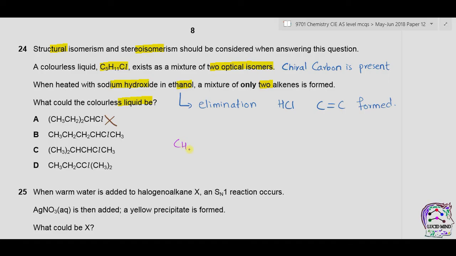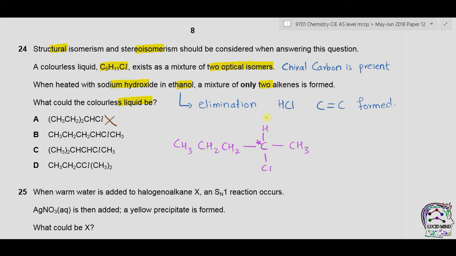Let's draw the structure of B. We have CH3, CH2, CH2. Then we have carbon having hydrogen and chlorine. Then we have CH3. As we can see that this carbon is bonded with 4 different groups, so therefore this is a chiral carbon. So 2 optical isomers will be formed.